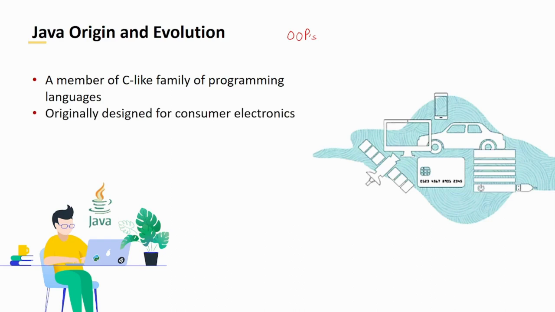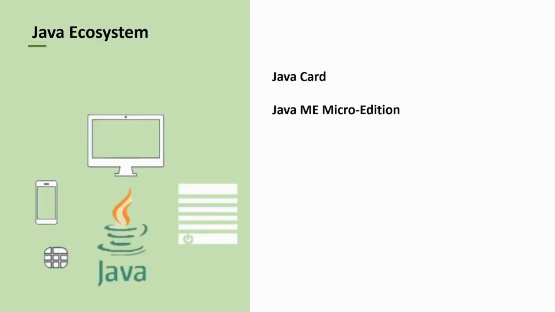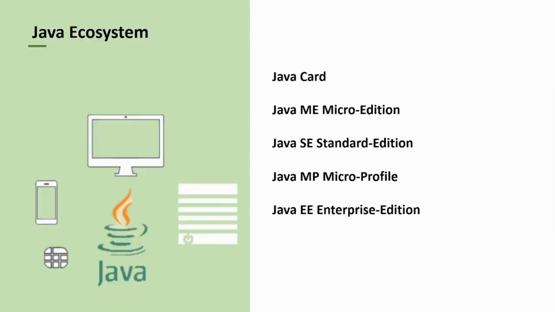Also, it was originally made for consumer electronics, but now Java is widely used on billions of devices, ranging from smart cards to supercomputers. Now, if you talk about the Java ecosystem, we generally have these five editions: Java Card, Micro Edition, Standard Edition, Micro Profile, and Enterprise Edition.